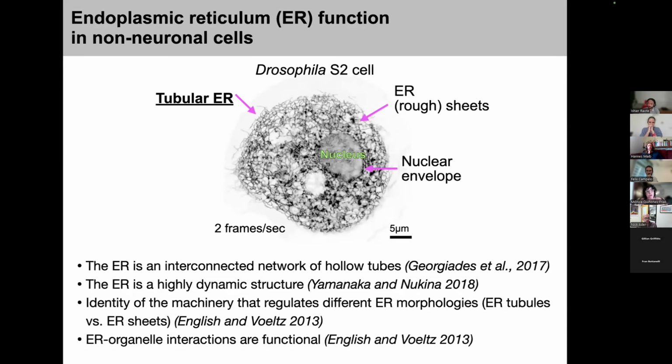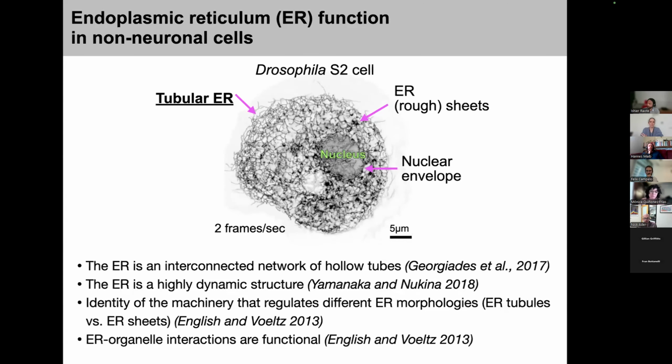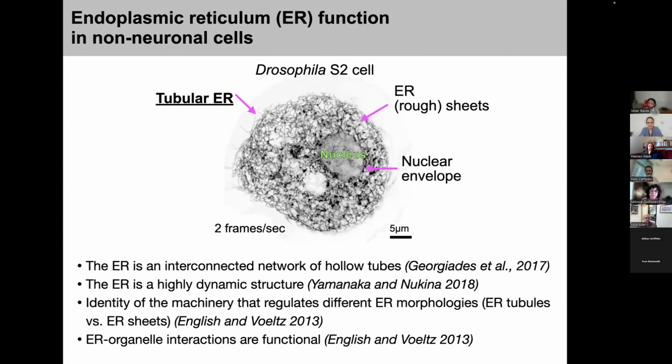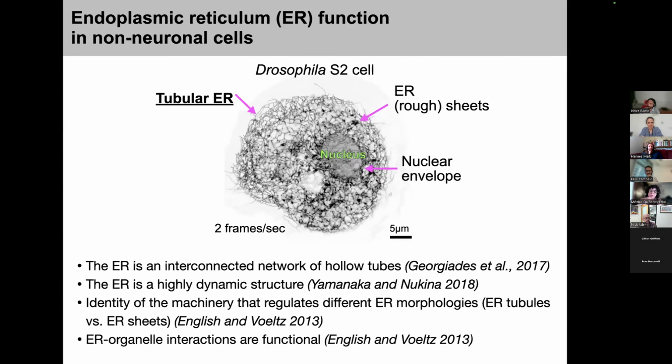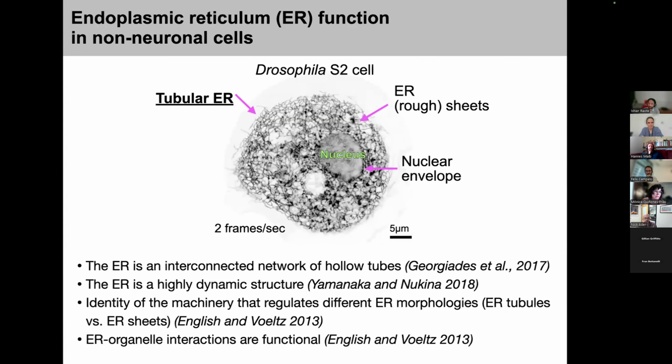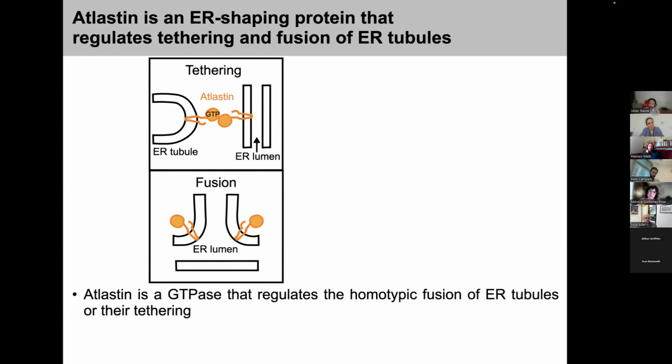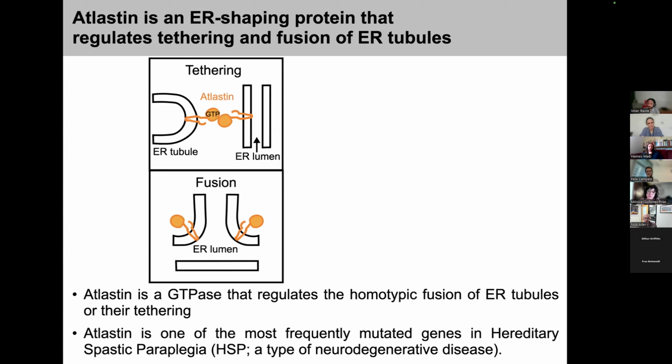The ER is also a highly social organelle. It has many friends. And towards the end of my talk, I'm going to be specifically focusing on how the ER might regulate neuronal endosomes and some of the findings that we've made there. To disrupt this peripheral ER structure, I decided to look at mutants of a protein called Atlastin, which is a GTPase that regulates the homotypic fusion of ER tubules and also their tethering. And Atlastin is one of the most commonly mutated genes in a type of neurodegenerative disease called HSP.